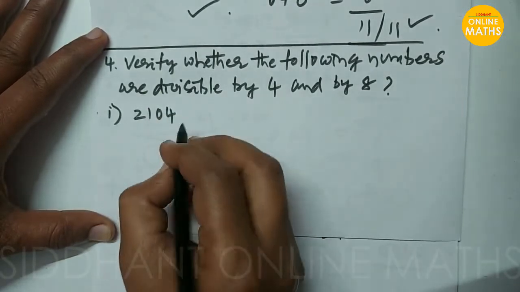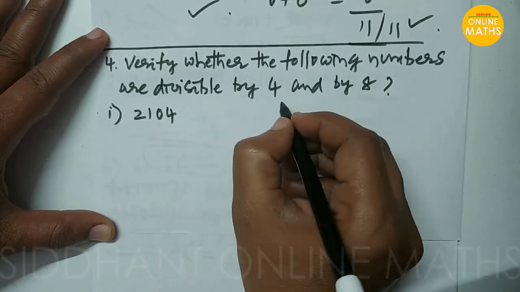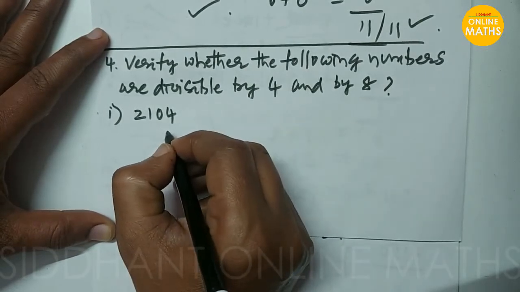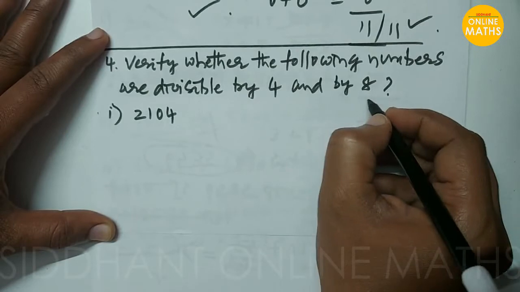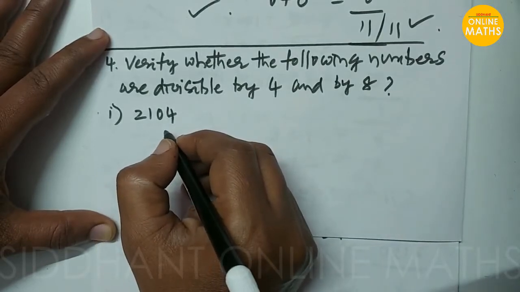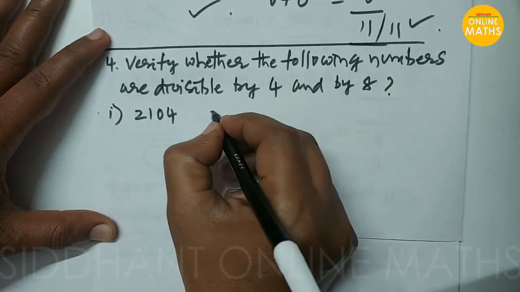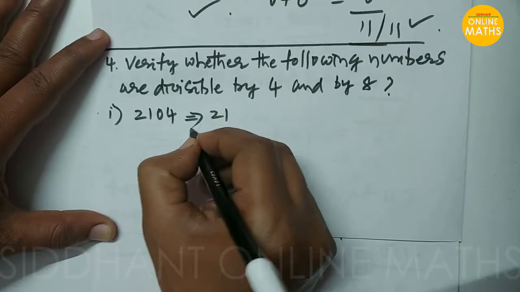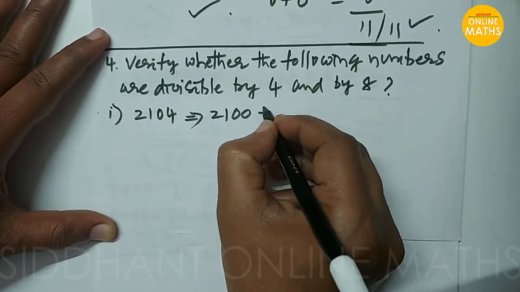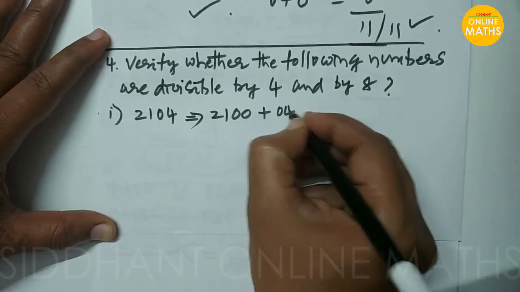2104. So we know that when you want to see whether a number is divisible by 4, we have to check the last 2 digits, and by 8, if you want to check, we have to check the last 3 digits here. So this 2104 can be written as 2100 plus 4 here, and the last 2 digit number is 04.